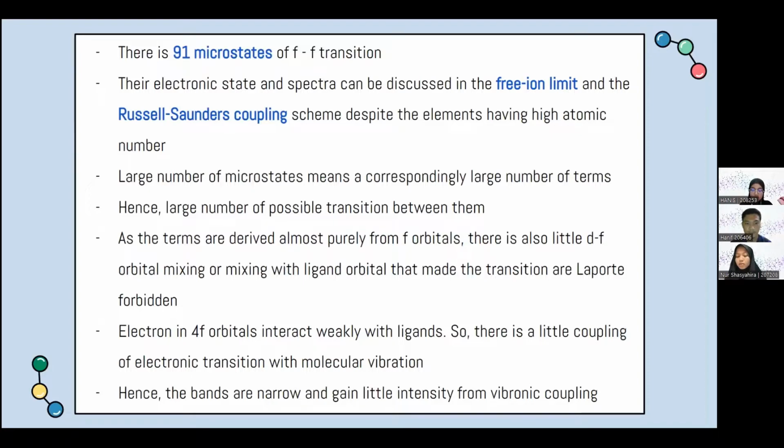Electrons in 4f orbitals interact weakly with ligands, so there is little coupling of electronic transition with molecular vibration. Hence, the bands are narrow and gain little intensity from vibronic coupling. Next slide.